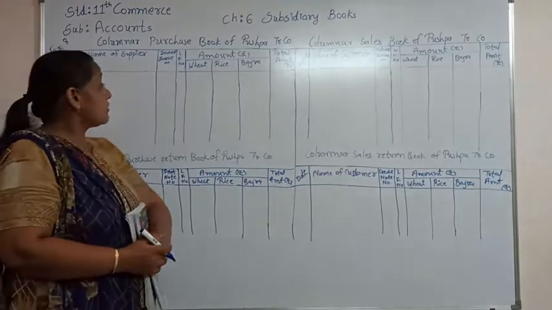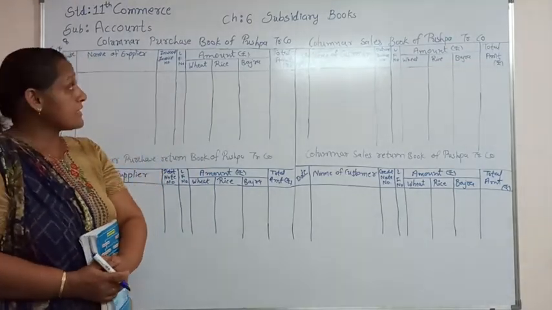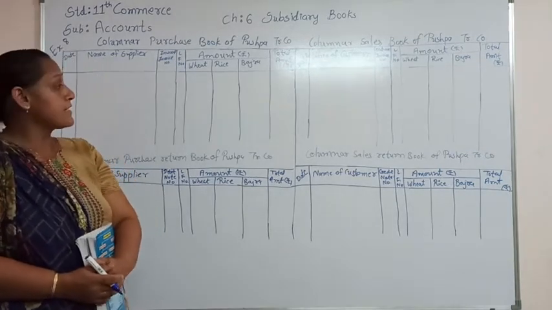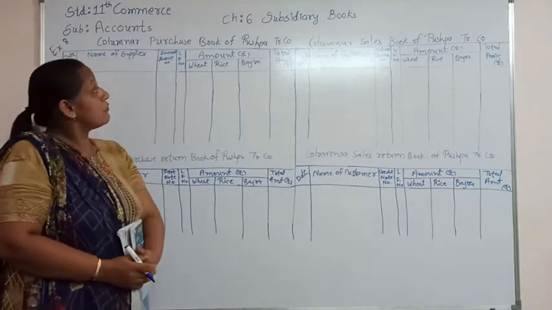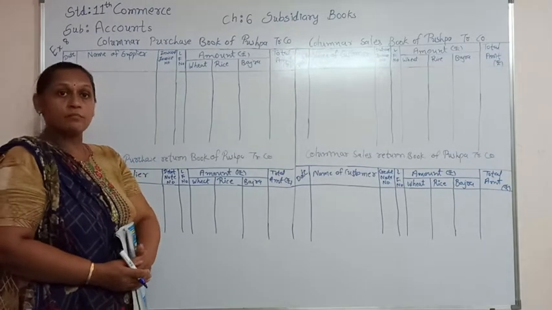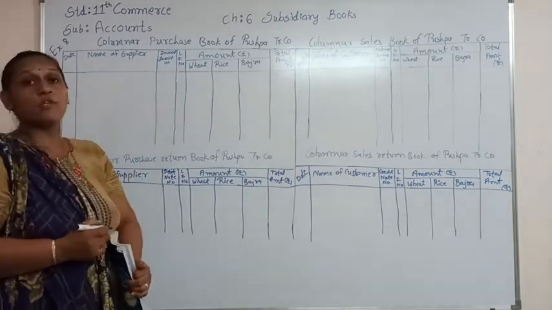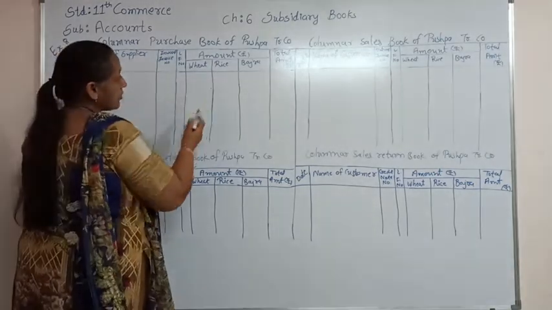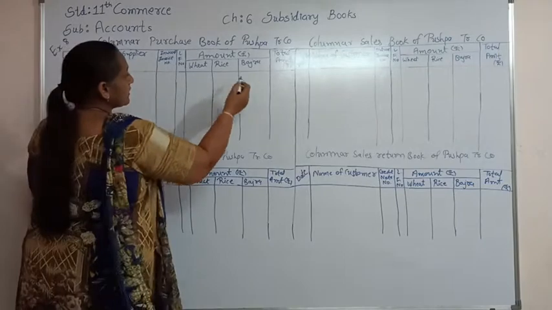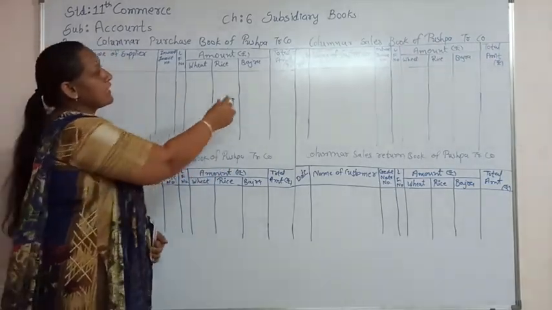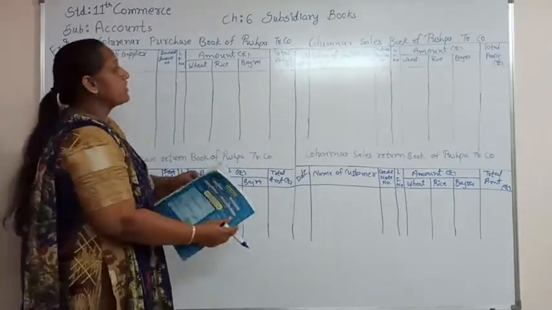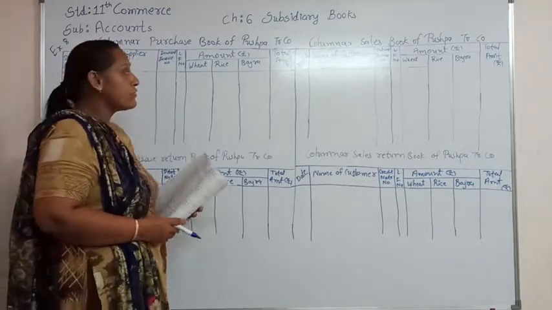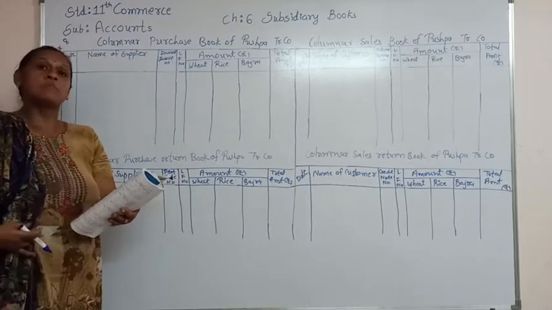Here is the columnar purchase book, columnar sales book, columnar purchase return book as well as columnar sales return book of Sri Pushpa Trading Company. So here we already discussed before the columns of the columnar book. Because of the different types of goods, here we have written different types of goods and there is a total of that. So this is how we are supposed to prepare columnar books according to different types of goods. And let's see sum number 8.